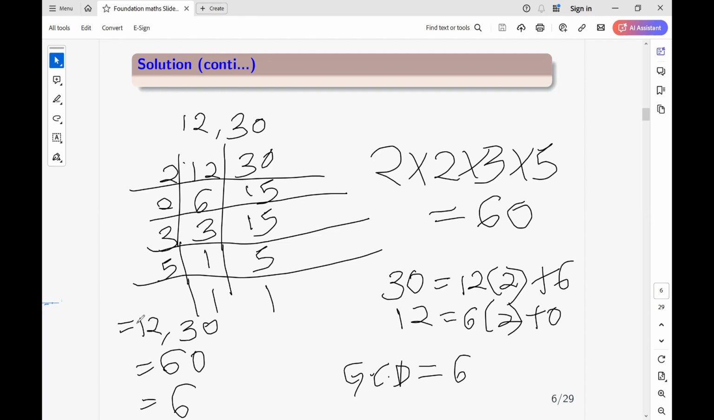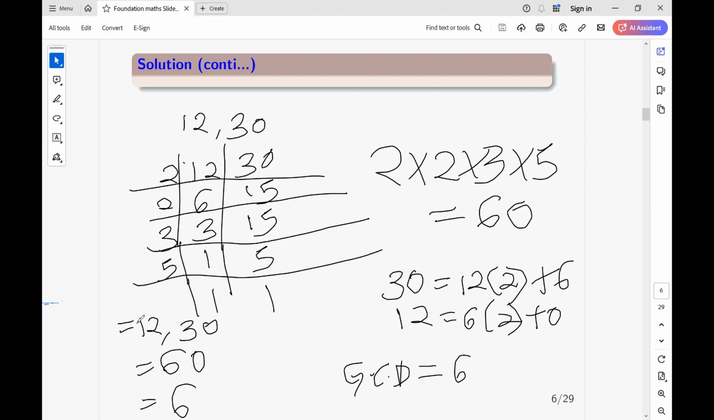Okay, what I wanted to say is, is it true that the product of these two numbers is the same as the LCM times the GCD? Let's check the product of those two numbers. 360. And what is the product of LCM and GCD? 360. So can we confidently say that given A and B, the product of A and B equals the GCD of A and B times the LCM of A and B? Can we say that? You can say that. Yeah.